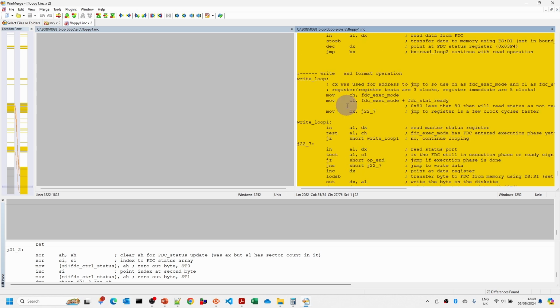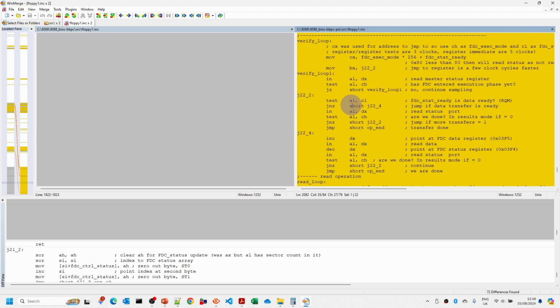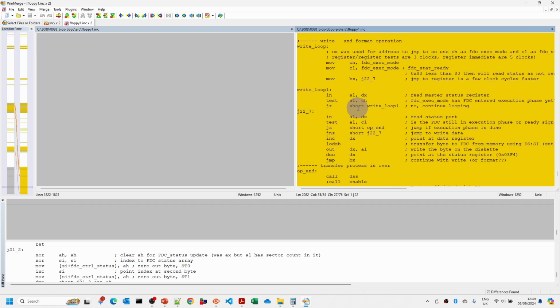I have done similar things to the write loop and the verify loop, although I must admit I haven't been able to test these very thoroughly yet, so I will look at doing that over the coming weeks.